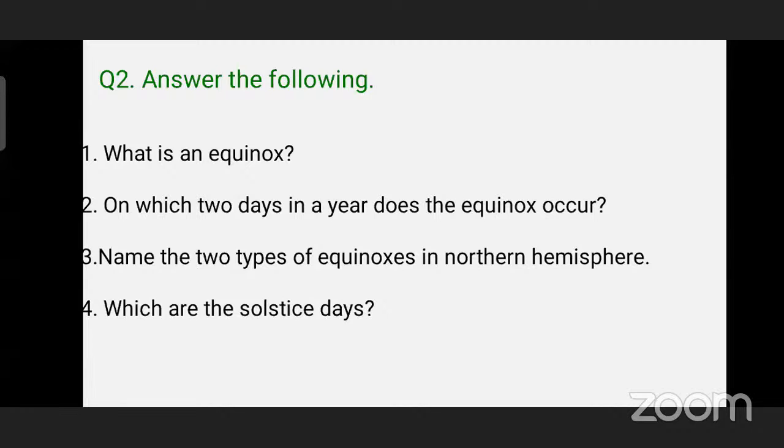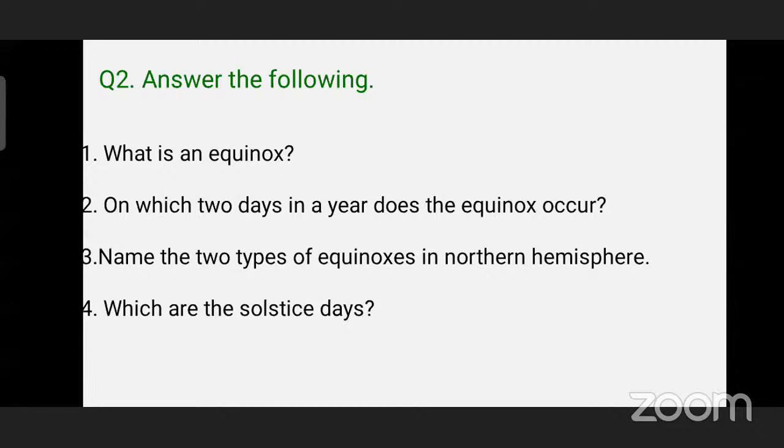The sun's rays are perpendicular and the north pole and south pole are at an equal distance from the sun. So in the northern hemisphere, this equinox happens on 21st March and 23rd September. These two days are named spring or vernal equinox and autumnal equinox. Yes, very good. So they are named after the spring season and autumn season.